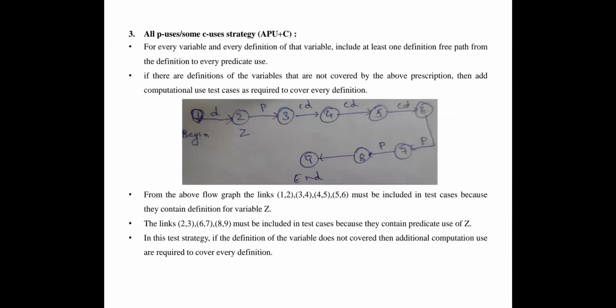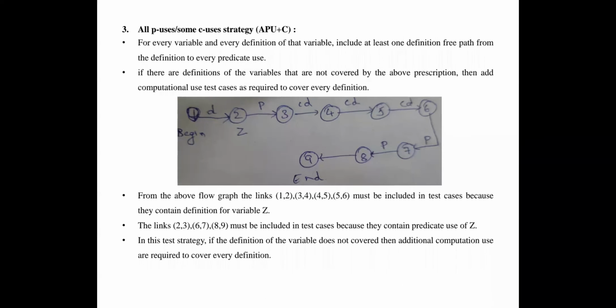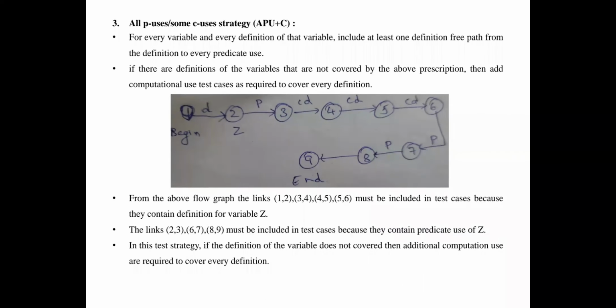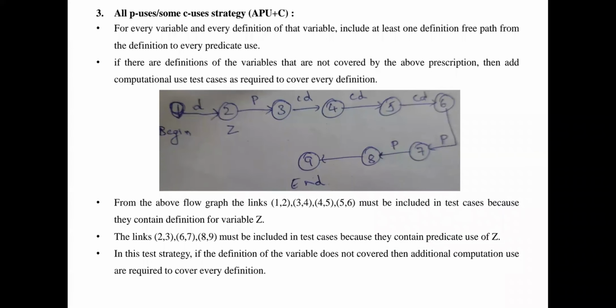Next one is APU plus C. Here in the name, APU is taken as one part and C is added to that APU. APU means all predicate uses. If the predicate uses do not cover a definition, it is satisfied by adding some computational use, that is the plus. That's why we have APU plus C. So initially the strategy is all PUs, then some CUs.